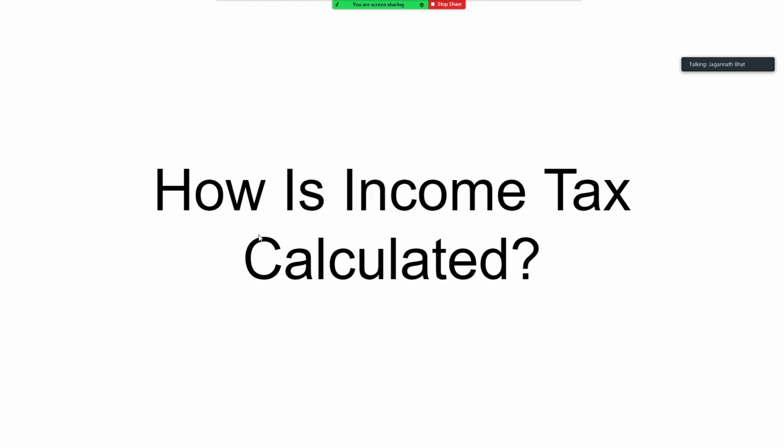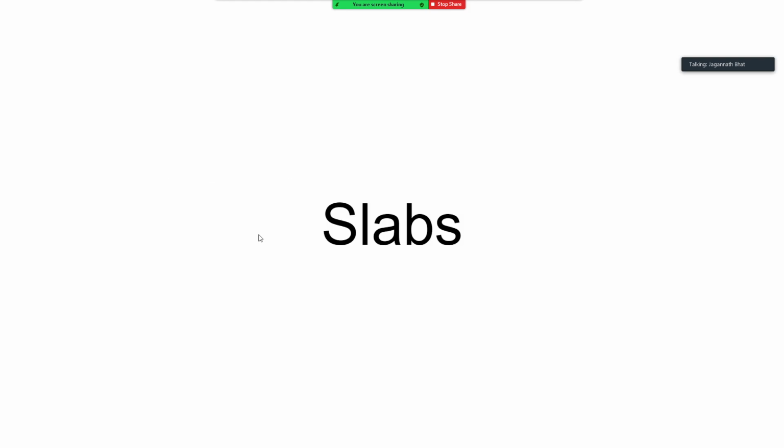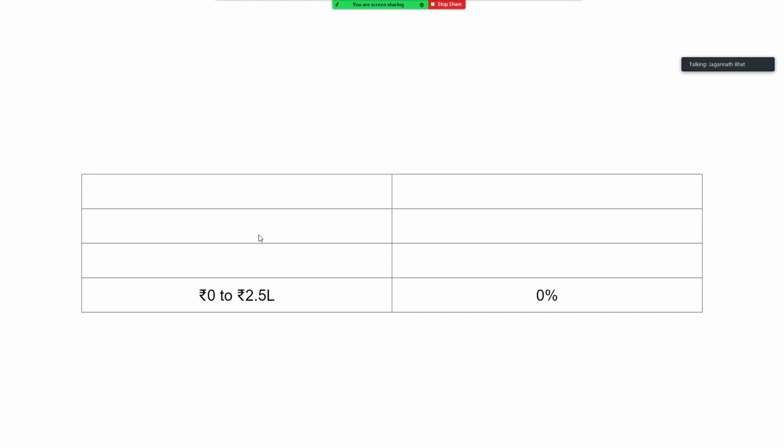Now let's move on to how income tax is calculated. There are two ways in which income tax is calculated. One is the new tax regime, and the other is the old tax regime. These are two different ways of calculating taxes, but they have one thing in common, which is known as slabs. Slabs are one of the most confusing topics, but for now we'll just focus on the old tax regime because it has fewer slabs. Specifically, it has four slabs. I'll explain what slabs are, but for now bear with me.